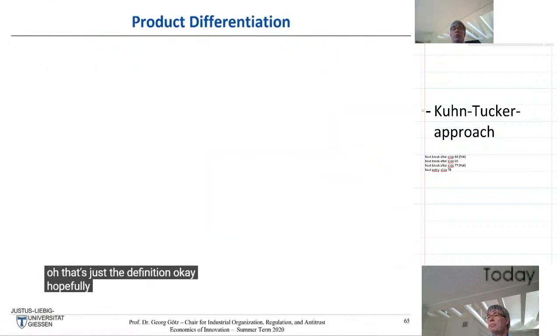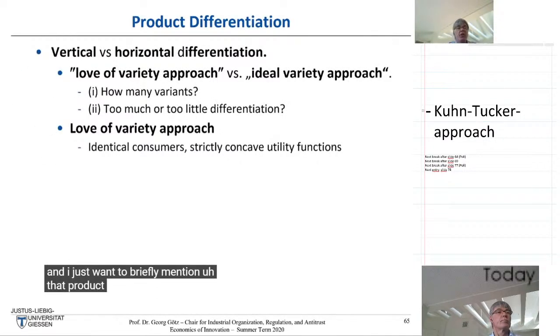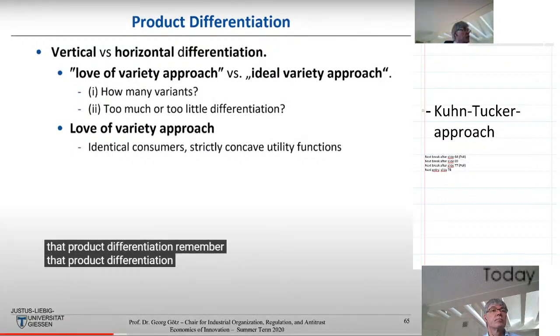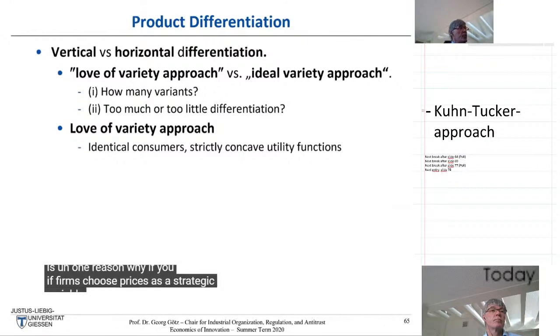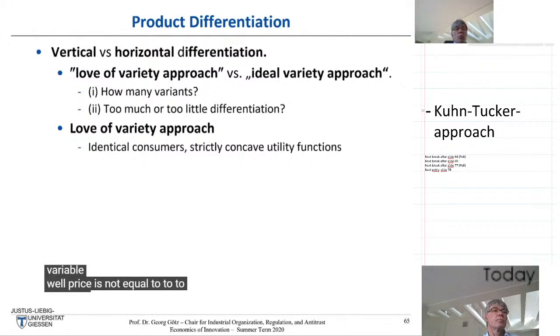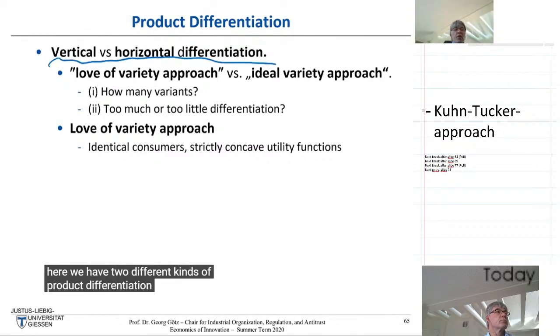Okay, hopefully you are still able to follow me here, but this is all pretty much just a reminder or a refresher of what you should have done in your undergraduate studies anyway. What you probably have not done in that detail, and I just want to briefly mention, is product differentiation. Remember that product differentiation is one reason why, if firms choose prices as a strategic variable, price is not equal to marginal cost. Here we have two different kinds of product differentiation, namely vertical and horizontal product differentiation.